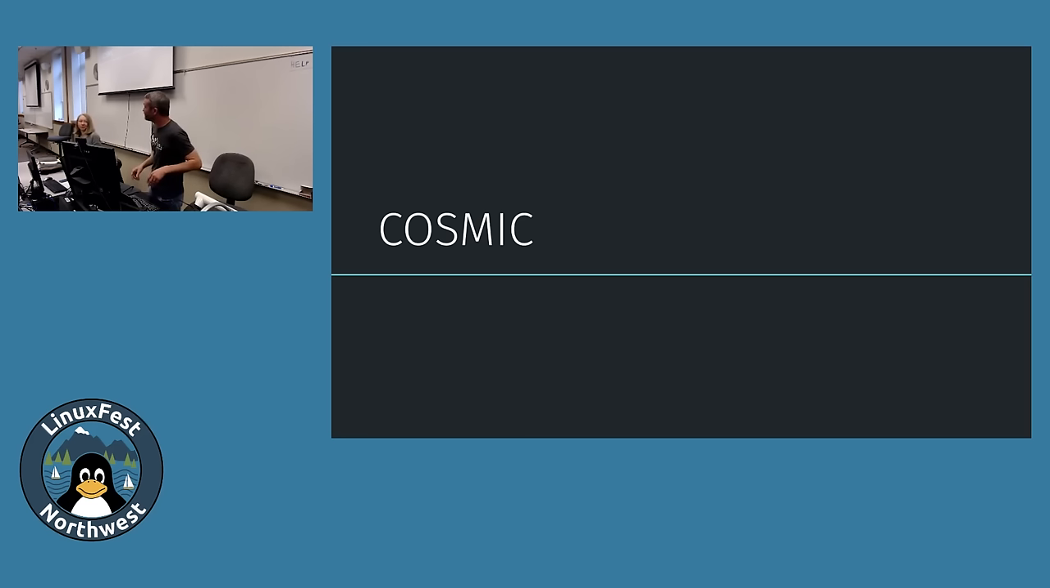So Cosmic is a new desktop environment developed by System76. It's like GNOME or KDE. What's unique about it: GNOME uses GTK, KDE uses Qt. We use a Rust toolkit called Iced, and we built a library called libcosmic that all of our panels and applets and applications are built upon.